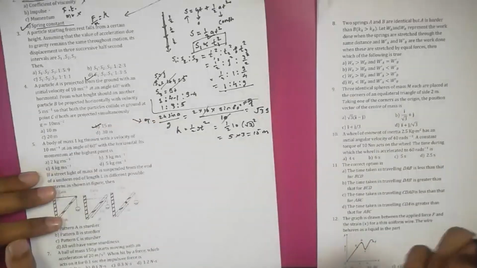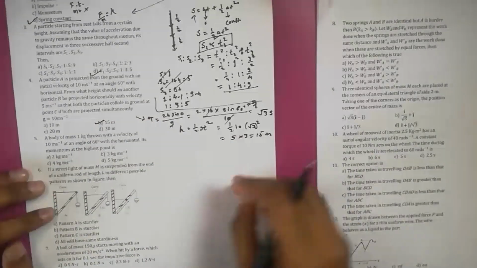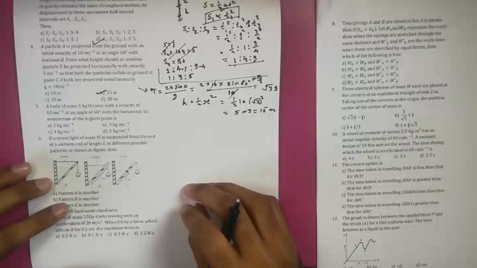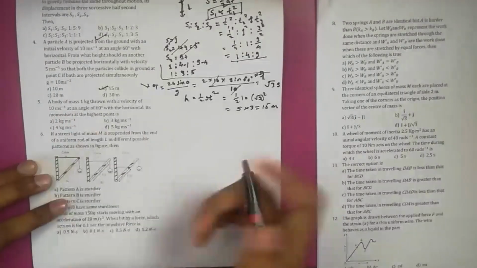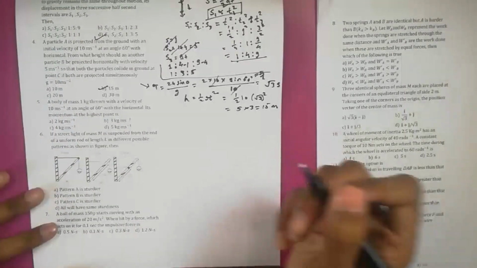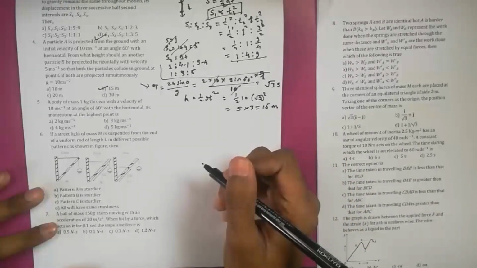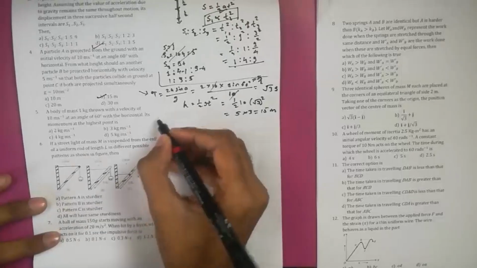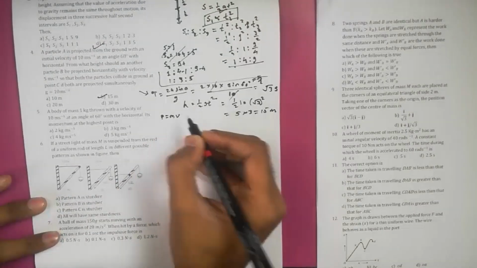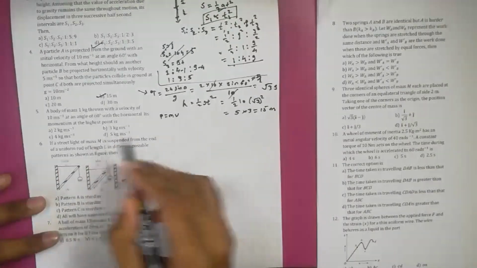Alright, let's move to the next one. A body of mass 1 kg is thrown with a velocity of 10 meters per second at an angle of 60 with the horizontal. Its momentum at the highest point is? So we want to find the momentum. Momentum is mass into velocity. But in this case, we have a certain angle with the horizontal. That means there has to be an angle.